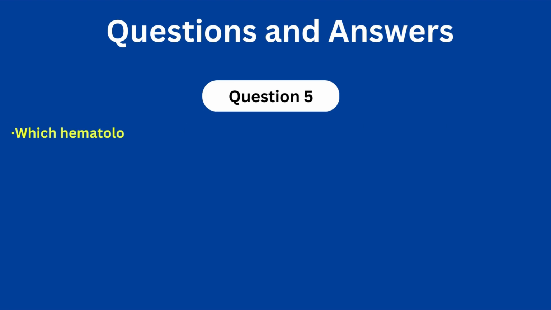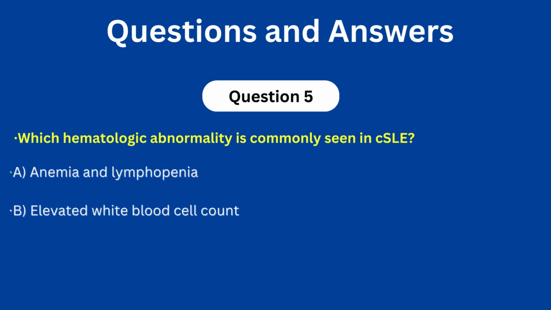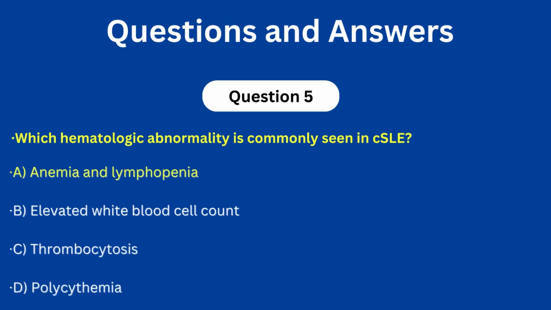Question number 5. Which hematological abnormality is commonly seen in systemic lupus? A. Anemia and lymphopenia. B. Elevated white blood cell count. C. Thrombocytosis. D. Polycythemia. The correct answer is A. Hematologic abnormalities in systemic lupus often include anemia and lymphopenia. These conditions reflect the systemic nature of the disease and its impact on the bone marrow. Anemia can be due to chronic disease or hemolysis, and lymphopenia may be the result of immune dysregulation.